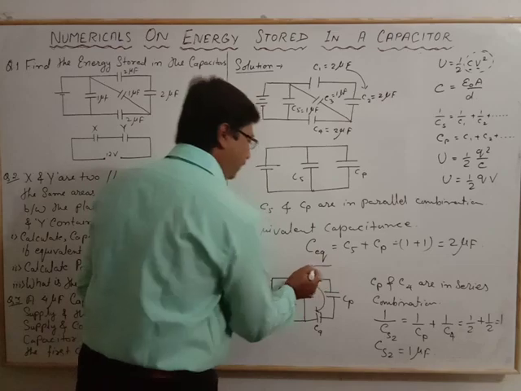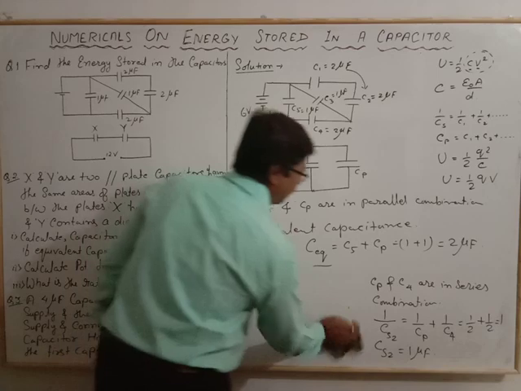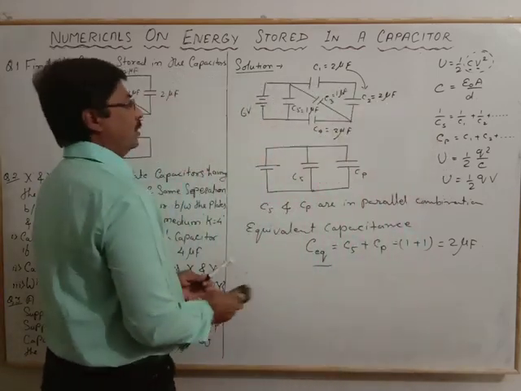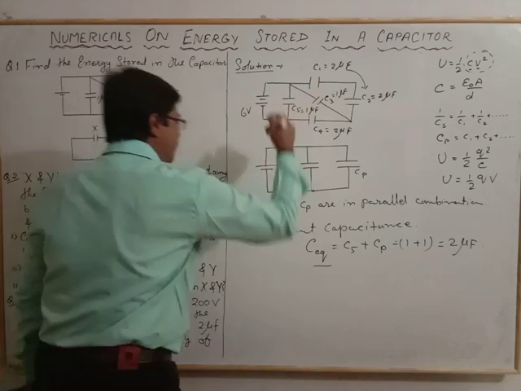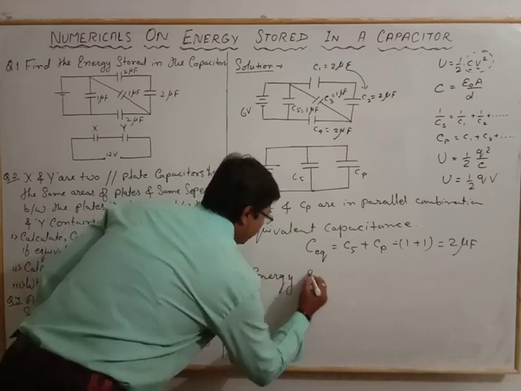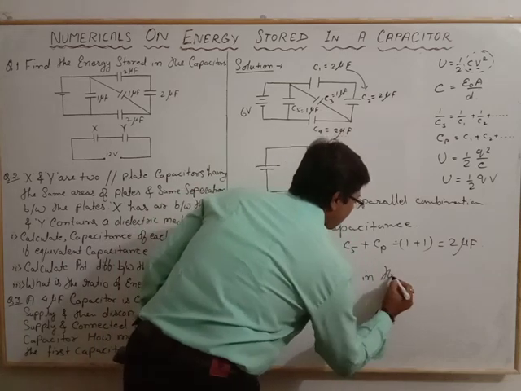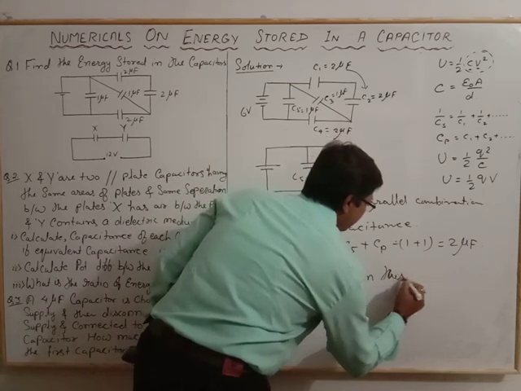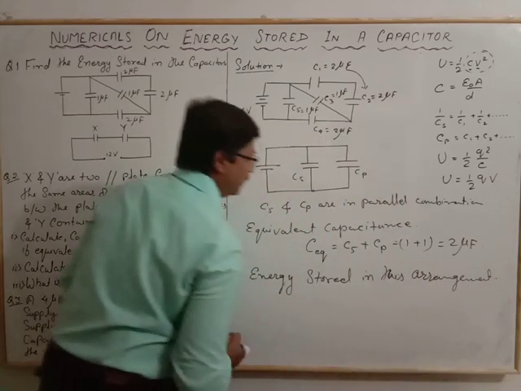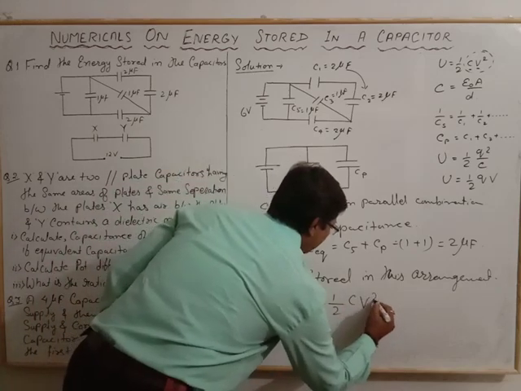That is the effective value or equivalent capacitance of this combination of 5 capacitors we have calculated. Now the energy stored in this arrangement, that is U is equal to half CV square.